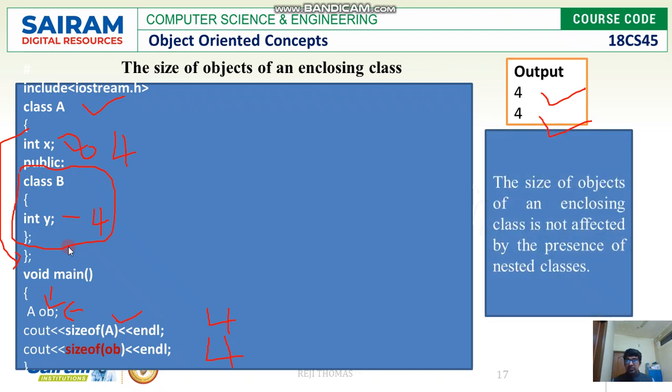Okay, so the size of objects of an enclosing class is not affected by the presence of a nested class. This is the thing you have to remember. The nested class is not going to make any impact on the size of objects of the enclosing class, right?